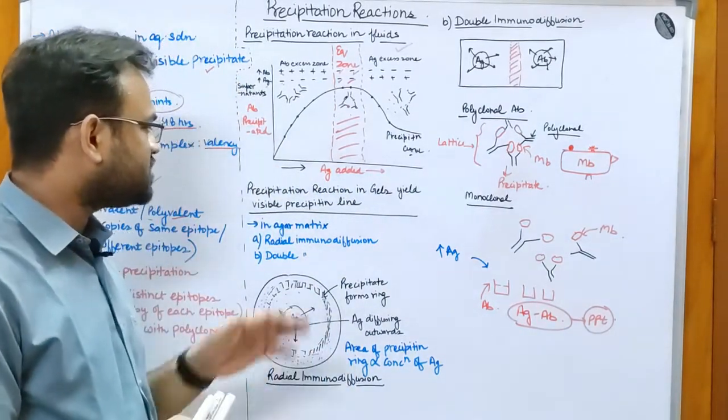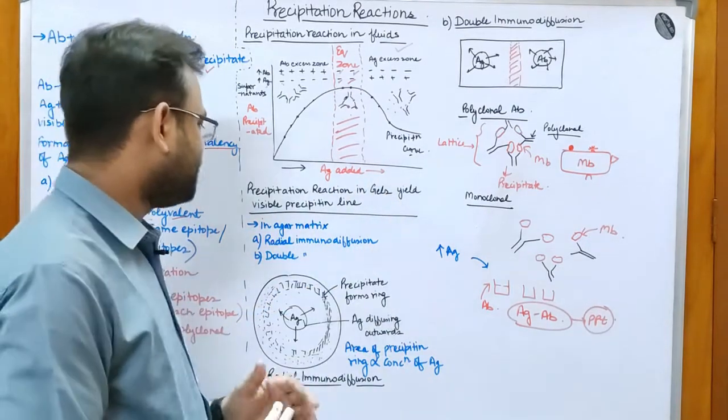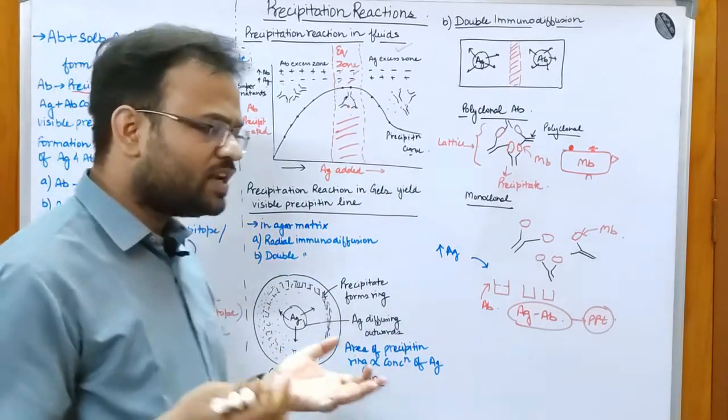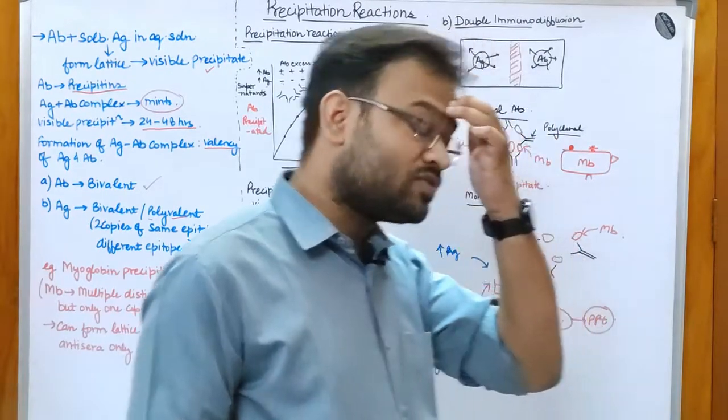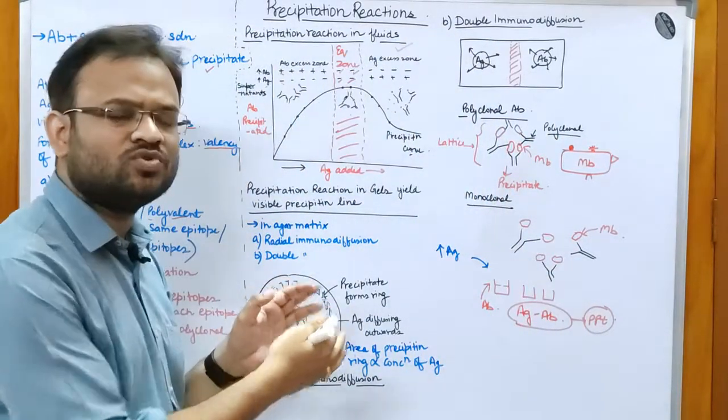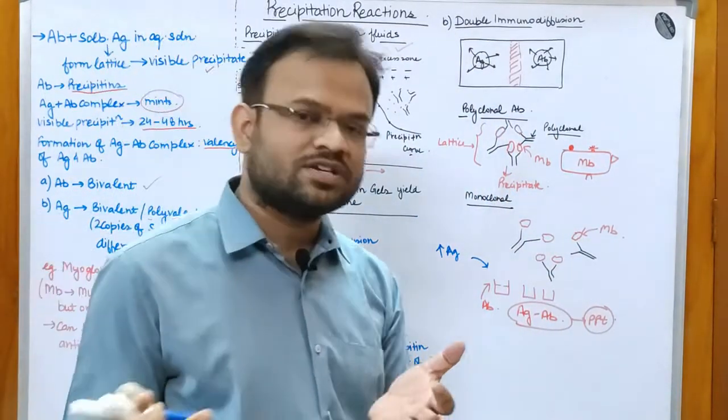Next, let us come to precipitation reaction in gels. So what happens when you do this kind of a reaction in case of gels? So what is a gel? Basically you use agar to create gels.